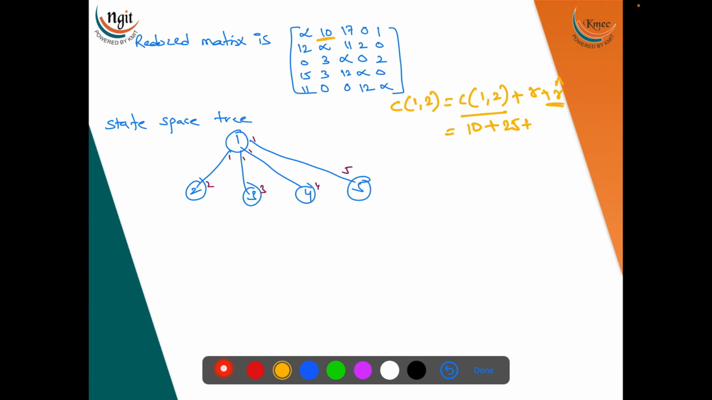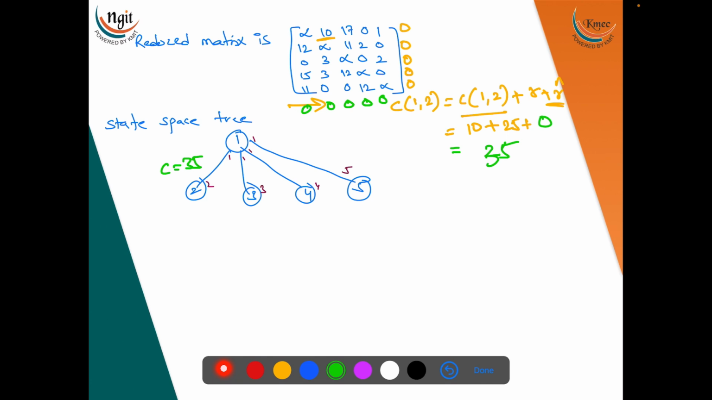Now this R cap value you have to find out. Find the minimum value from this matrix. What is the minimum? This is 0, this is 0, 0, 0, 0. And here the minimum is 0, 0, 0, 0. That means there is no minimum, hence it is 0. So the 1 comma 2 cost is 35. So right over here, C is equal to 35.